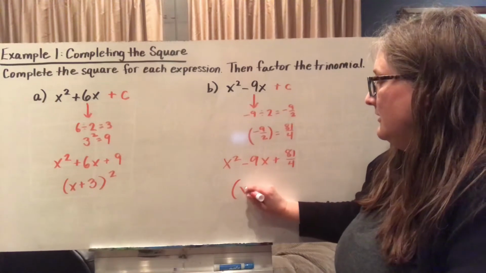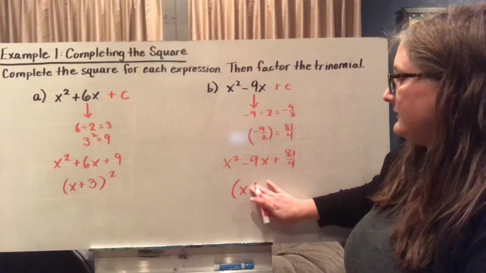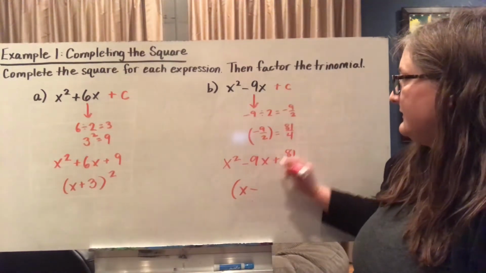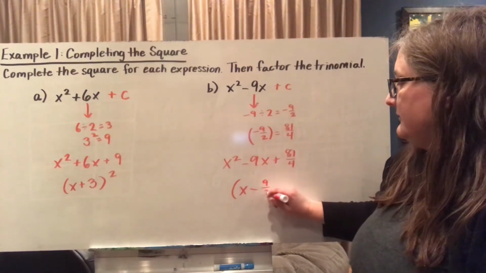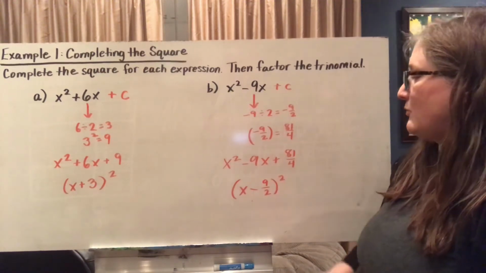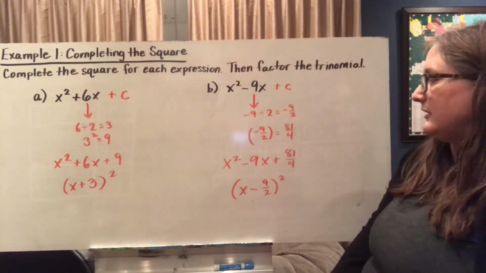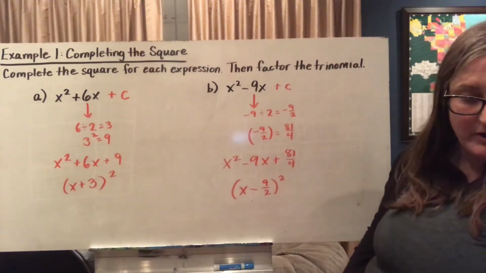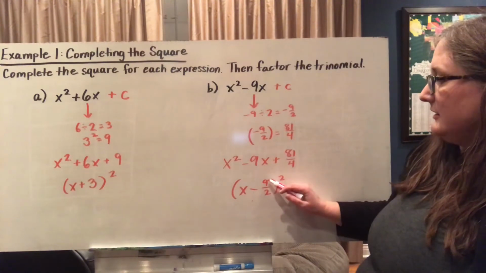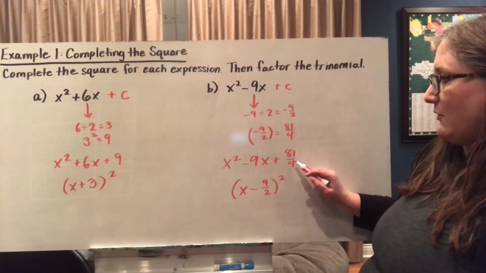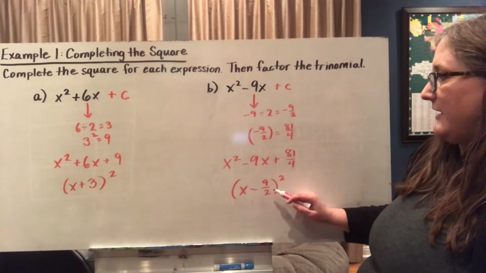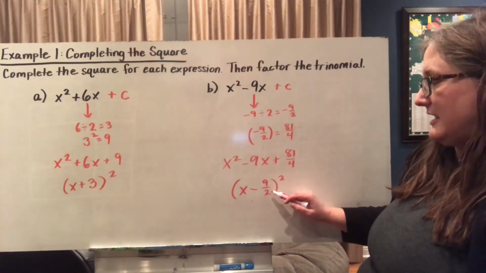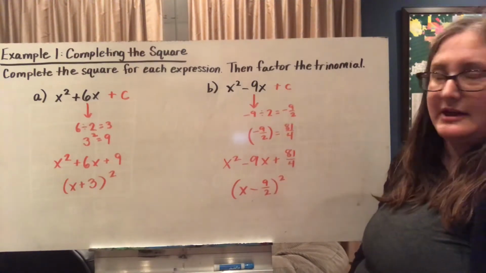Now, this is a perfect square trinomial because x minus 9/2, quantity squared, will give me this expression, x squared minus 9x plus 81 over 4. Because if I square this guy, I get the 81/4. And if I add -9/2 and -9/2, I will get the -9.